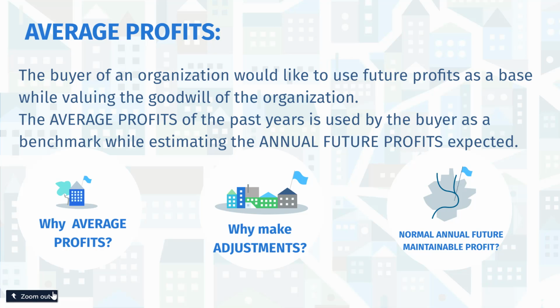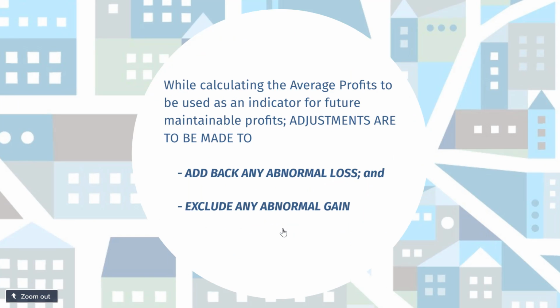Now, while the buyer takes past year's average profits as the base, a few adjustments have to be made. Now, we need to make adjustments to the past year's profits. The reason is because the buyer of the organization is using the past year's profits to indicate the future profits that he would get. And if such profits of the previous years has been colored with an abnormal loss or an abnormal gain, it is only prudent to add back such abnormal loss and deduct any abnormal gain.